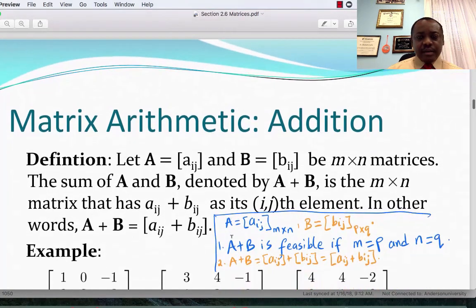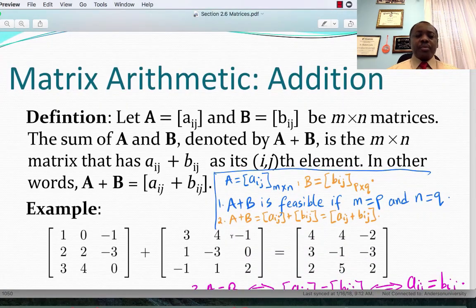Let's look at a couple of arithmetic operations with matrices. Let's start off with addition. Let A be the matrix aij, m by n. That means A is an m by n matrix. The elements in A are of the form aij. Let B be the matrix bij. The dimension is p by q.